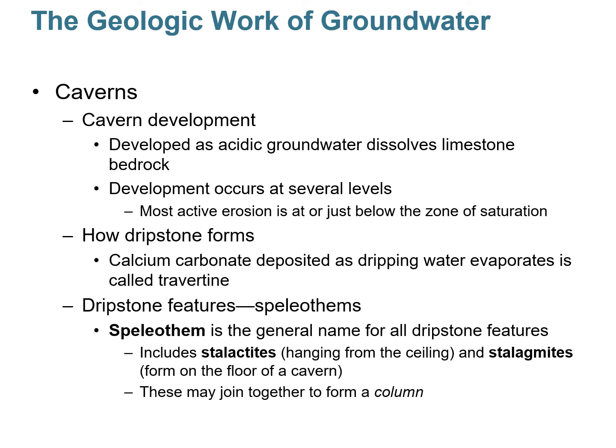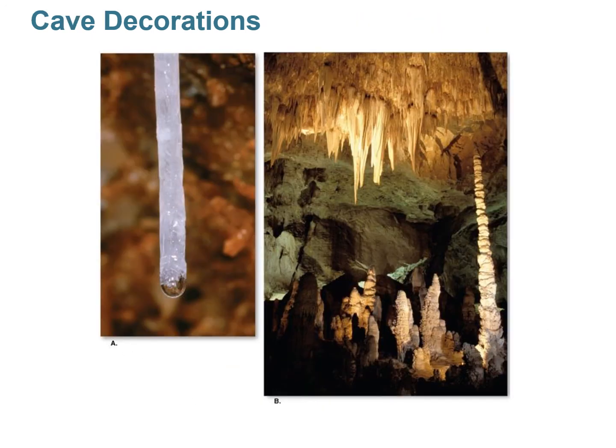Okay, and that's a general name for all dripstone features, but stalactites hang from ceilings, and stalagmites grow from the floor of the cavern, and sometimes they join together and form a column. Let's see if I got a picture. Okay, so here are stalactites, stalagmites, and then here is a column.